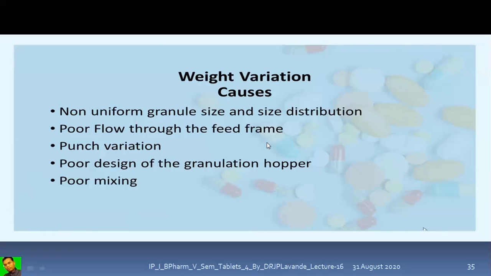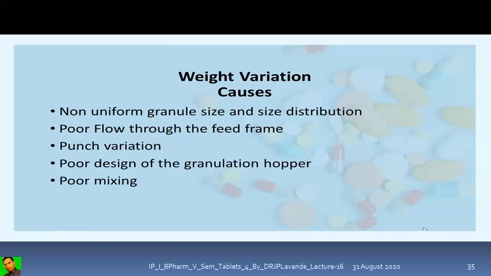The poor flow through the feed frame. There is a need to maintain proper flow from the feed frame to the die walls. If it is too much, then there is overfilling. If it is too slow, there may be underfilling. So this overfilling and underfilling of the dies will lead to weight variation.